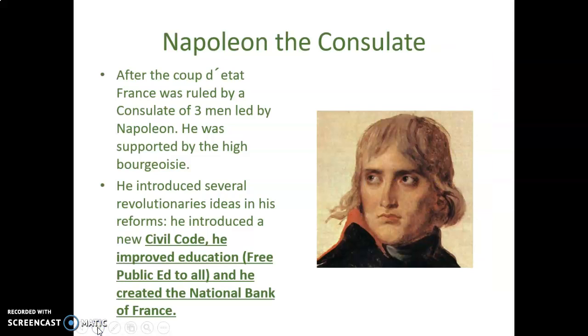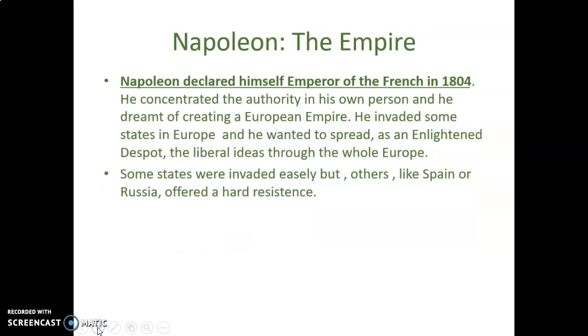So, if you read down here, he introduces several revolutionary ideas in his reforms. He introduced a new civil code. He improves education. He is the first European leader to make free public education available to all, and he created a national bank of France. Napoleon declared himself emperor in 1804 and crowned himself emperor.